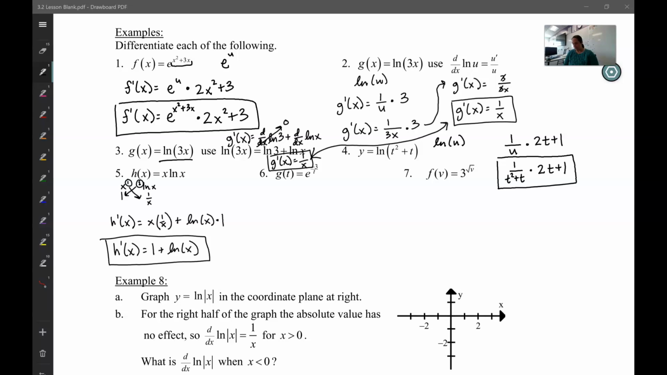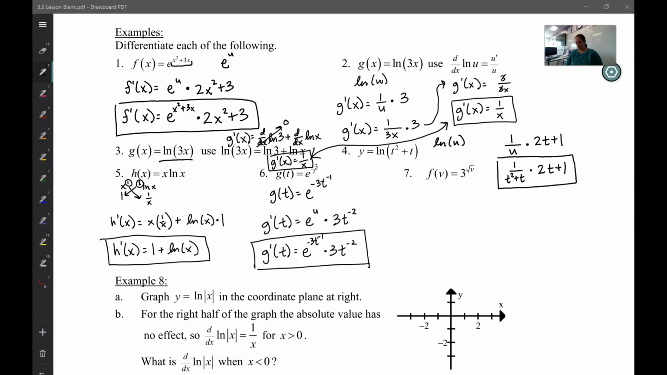Now let's look at g of t. Before I do anything, I'm going to rewrite g of t as negative 3t to the negative 1 instead. We don't like those fractions, and I don't want to have to go through and do the quotient rule, so I'm just going to bring the t up so then I don't have to do quotient rule on that. Now that I've got it written like this, it is a chain rule problem. Derivative of the mommy times the derivative of the baby. So pause the video, try out number 6, and come back and see how you did. Okay, should have gotten e to the negative 3t to the negative 1 times 3t to the negative 2.